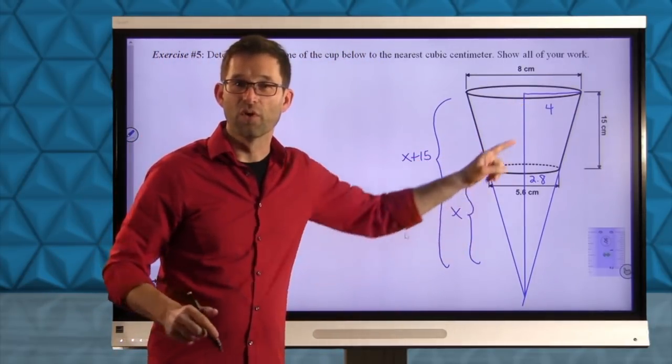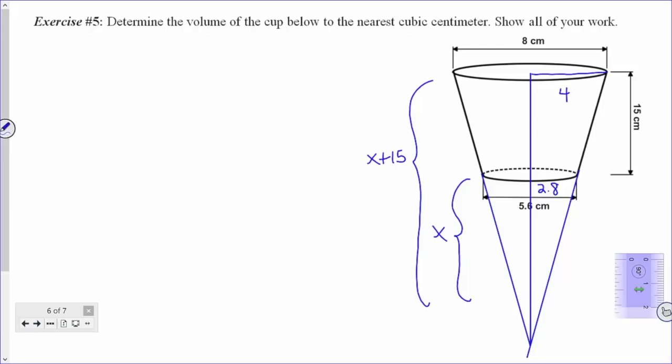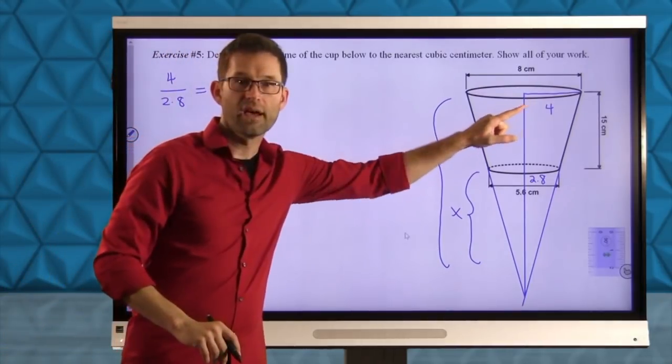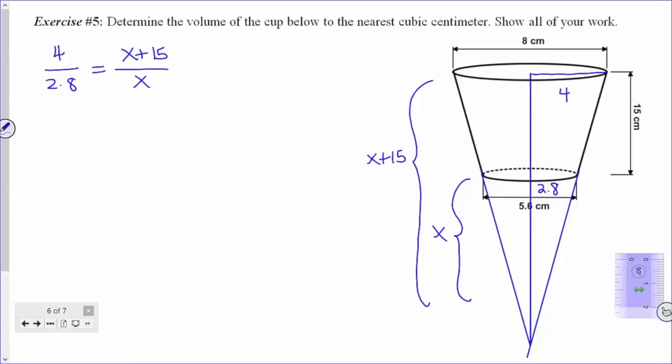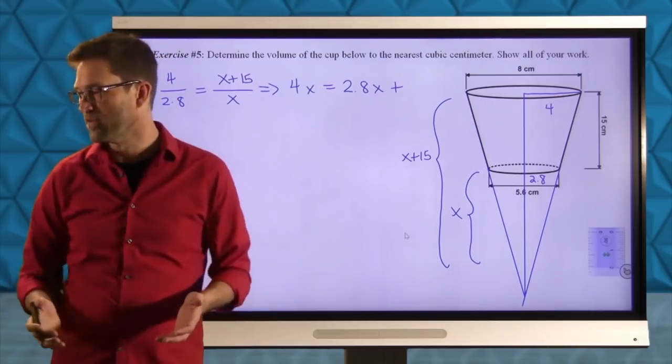Let's set up a ratio. I'm going to do 4 is to 2.8 as x plus 15 is to x, right? This side divided by this side has to be the same as this side divided by that side. Let's do a little bit of cross multiplying. All right, that's going to be 4x equals 2.8x plus 2.8 times 15.